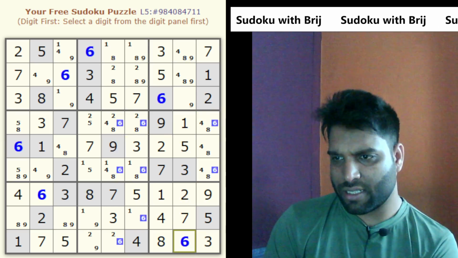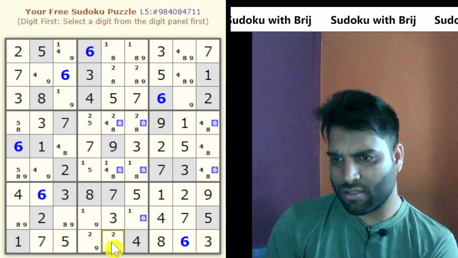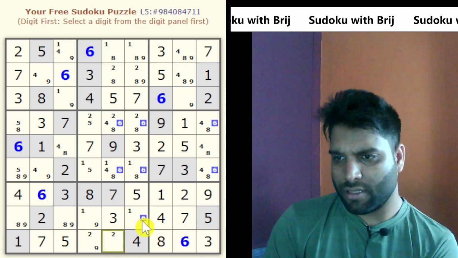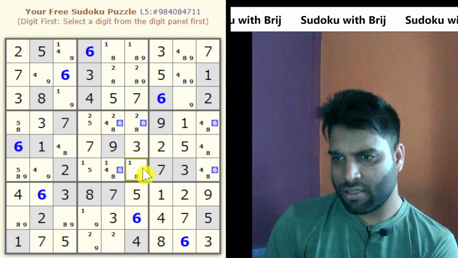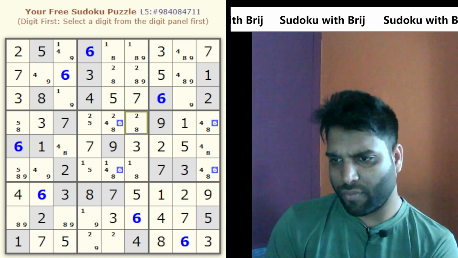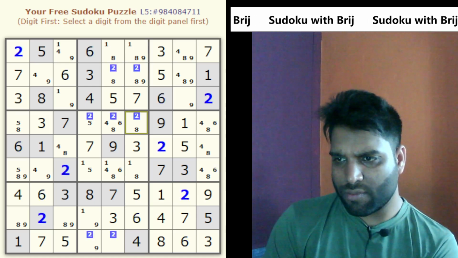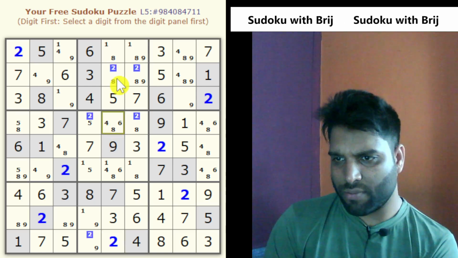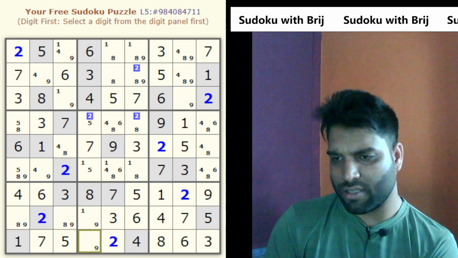This should be 6. So 6 should be removed from this cell. Now this cell should be 6. So 6 cannot be in these two cells. Great. Now let's move on to 2. So this cell should be 2. So 2 cannot be in these two cells and cannot be in this.